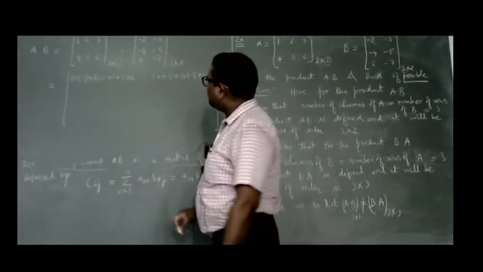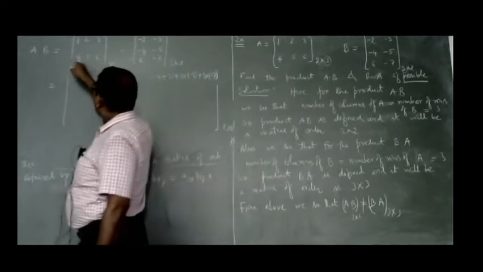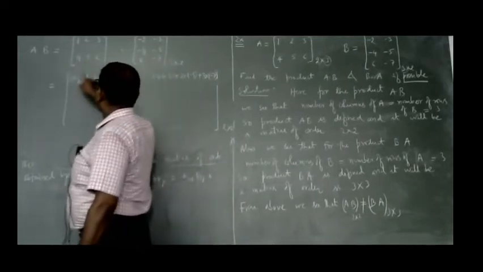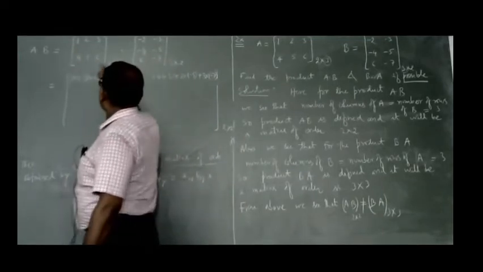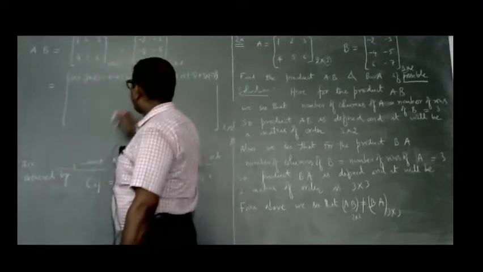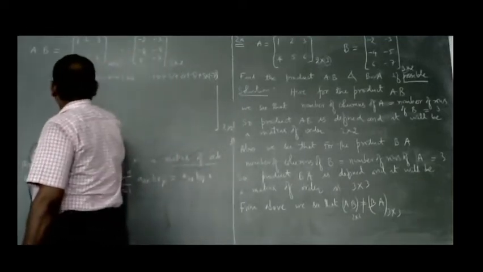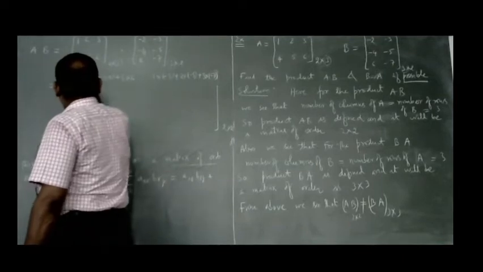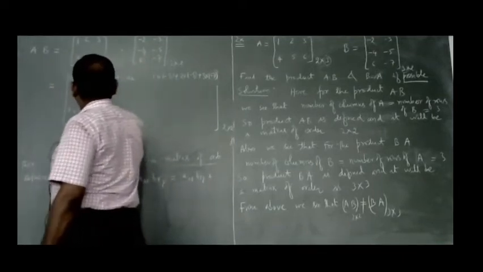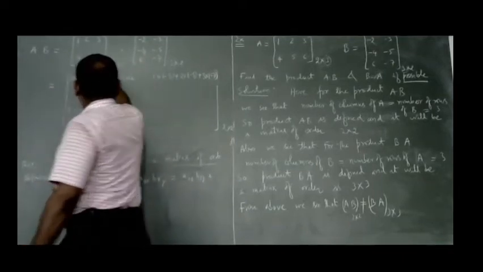This is the way. Now this is finished. Next, the second row is multiplied by the first column. So here it is 4 into minus 2 plus 5 into minus 4 plus 6 into 6.